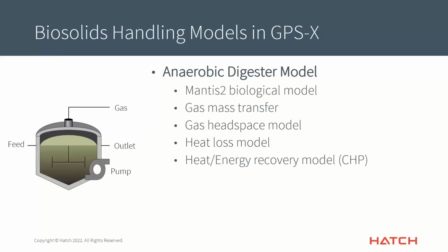It's the full gas mass transfer. So as we're generating methane in the liquid, that will then transfer to the headspace, and we model that headspace concentration and pressure. And then several versions of GPS.X ago, we added this heat loss model and heat energy recovery model from a combined heat and power unit. That allows us to do a lot of this analysis that I'm going to be doing today. It was previously a part of our greenhouse gas and carbon footprint model, but it was so useful that we actually moved it over to the regular Mantis 2 library as well.